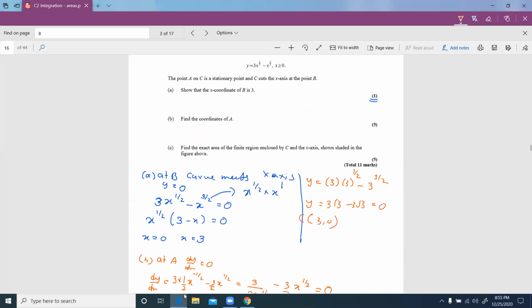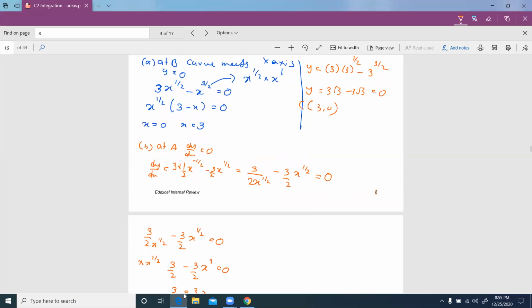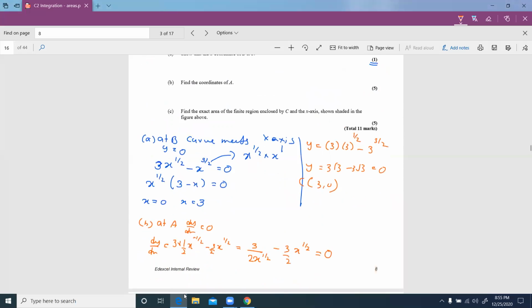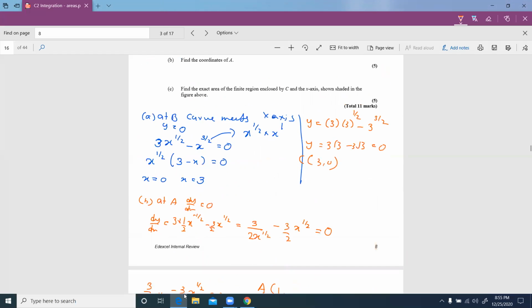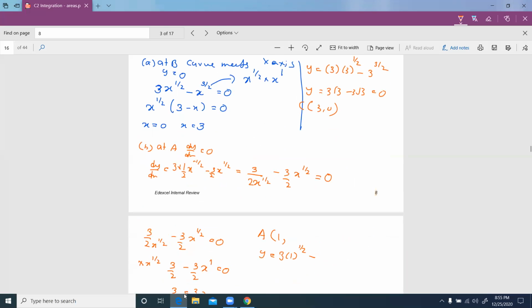So yeah, they ask about the coordinate of A. If you need to find the coordinate of A, the x coordinate we know, x coordinate is 1. We need to find the y coordinate. How to find the y coordinate? Substitute 1 into the curve. 3 times 1 to the power half minus 1 to the power 3 over 2. So with that, you get the answer 2. So this coordinate is 1, 2.